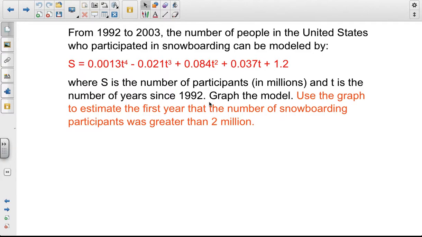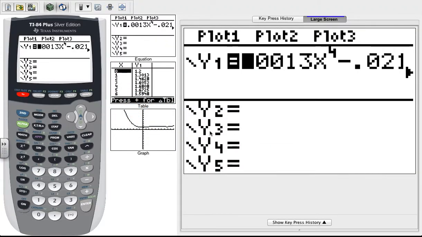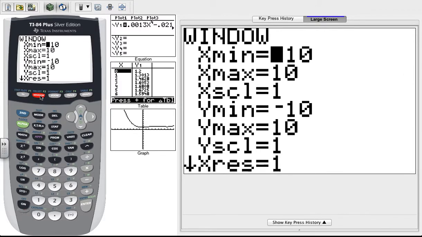Now the question asks me to find the first year where the number of snowboarders was greater than 2 million. Well, first thing I need to do is actually enter it into my graphing calculator. So I already have that set up here in my graphing calculator. Now I need to really adjust my window size.